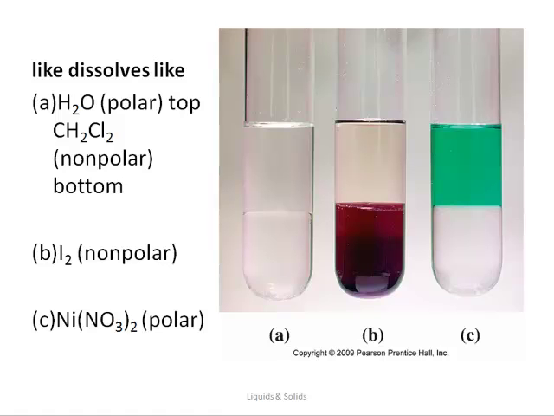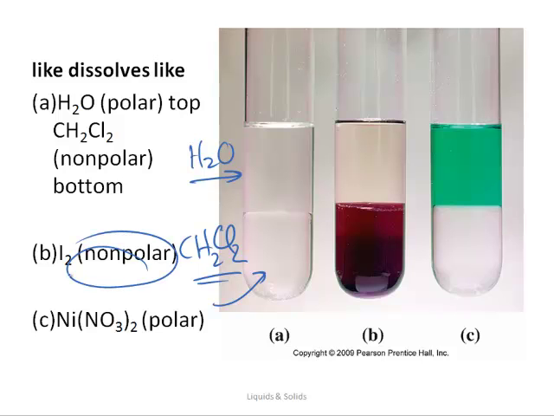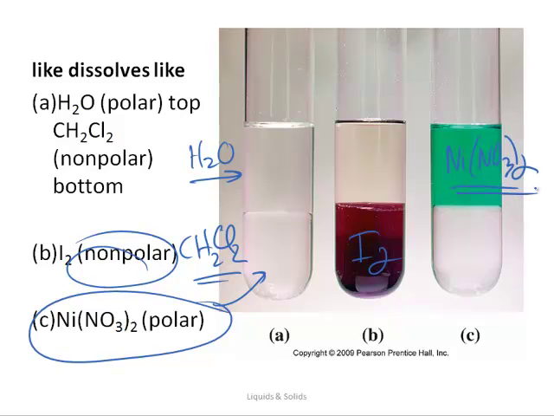So here we have in A, we have water, polar, on top because it's less dense. And then CH2Cl2, a nonpolar compound, on the bottom because it's more dense. When you add a nonpolar compound to this, the iodine, it stays and dissolves in the nonpolar solvent. If you add nickel nitrate, a polar compound, it will dissolve in the polar compound because the intermolecular forces are more compatible, like dissolves like.